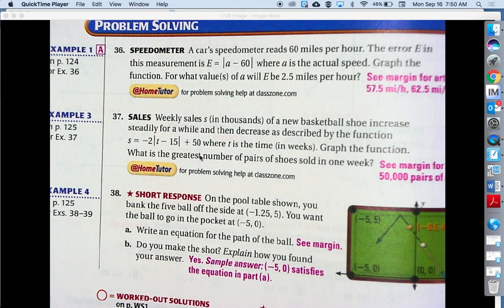So in your packet, if you can flip to page 26.